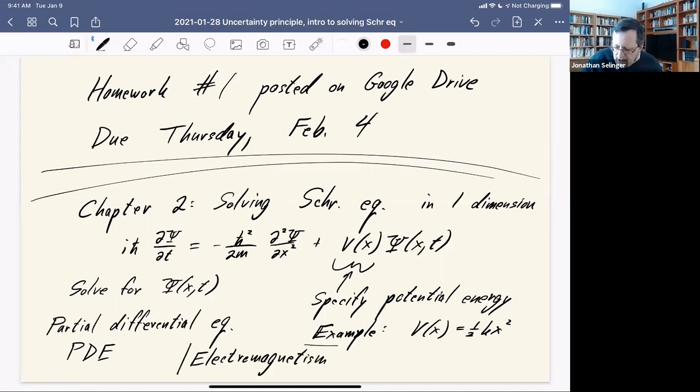In electromagnetism, you talk about Maxwell's equations for the electric and magnetic fields as functions of position and time. Okay. And so for those of you who have already studied electromagnetism, here's a place where you will use the methods that you already learned.